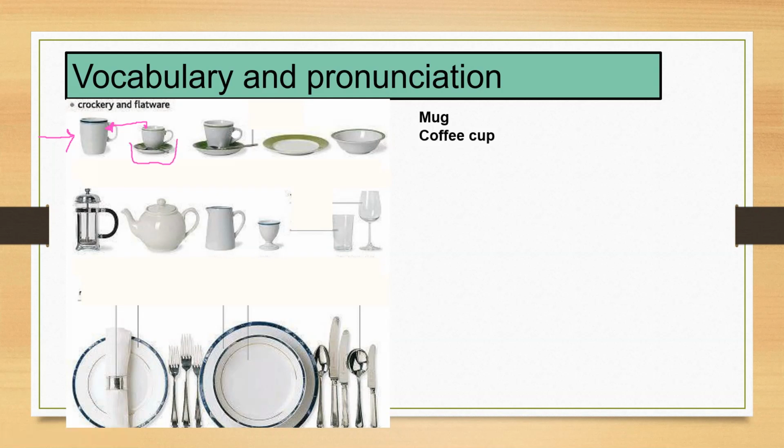What about the third one? Sorry, the third one, it's a cup. And how can we call this little one? The little spoon. How can we call it? How do we call it? Coffee spoon or teaspoon. Teaspoon or coffee spoon, okay?